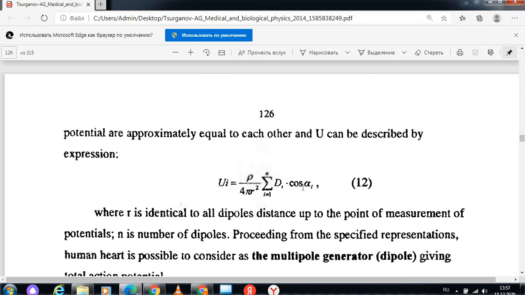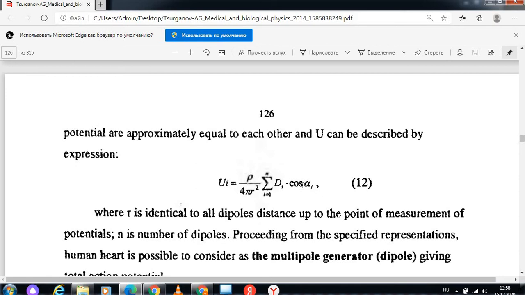Here r in the denominator, squared, is the distance from each dipole to the point of measurement of potential, and we sum over i from 1 to n, till the final number of dipoles. So, proceeding from the specified representations, a human heart can be considered as a multipole generator of dipoles.